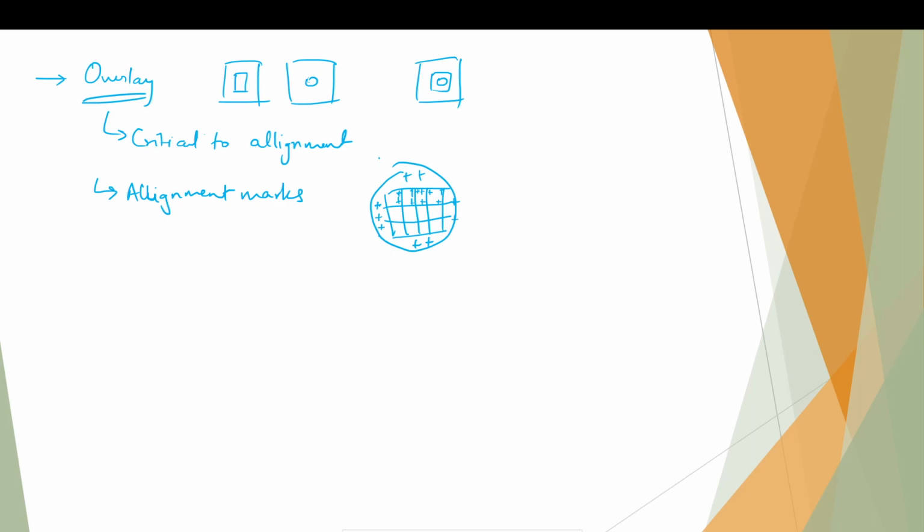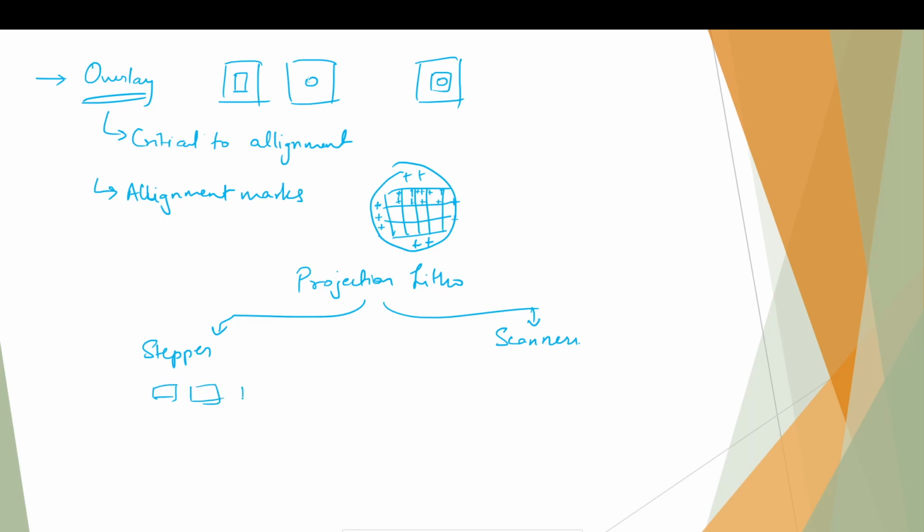There are two types of projection litho. One is stepper, and the other one is scanner. They are just like the name suggests. In stepper, we first have a mask, and we flood expose the mask, and there is some reduction in size due to all the projection optics in between. On the wafer we will write that mask with the reduced size, say some 5x or 4x reduction in size.